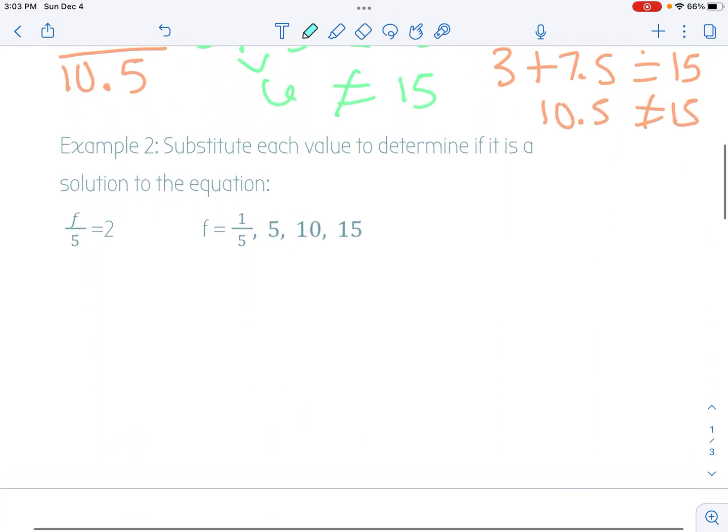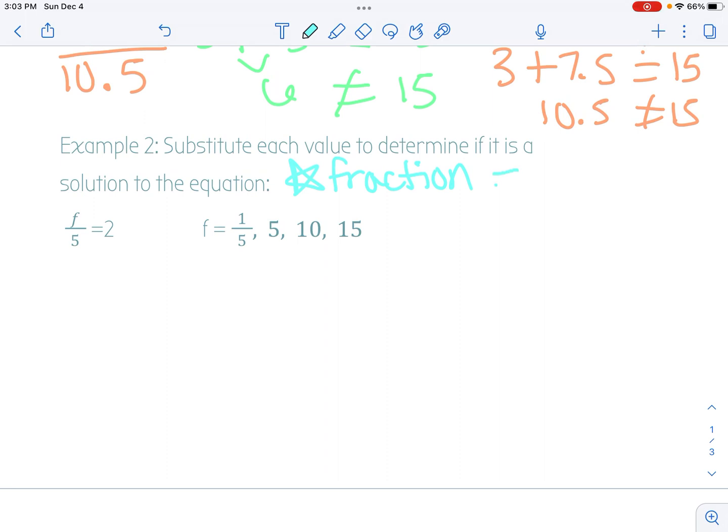Example 2, substitute each value to determine if it is a solution to the equation. We have f over 5 equals 2. Anytime you see a fraction, make sure you write this down in your notes: whenever you see a fraction, this means to divide. This problem, f over 5, is really reading f divided by 5. And if it makes more sense to write it out this way, you can.